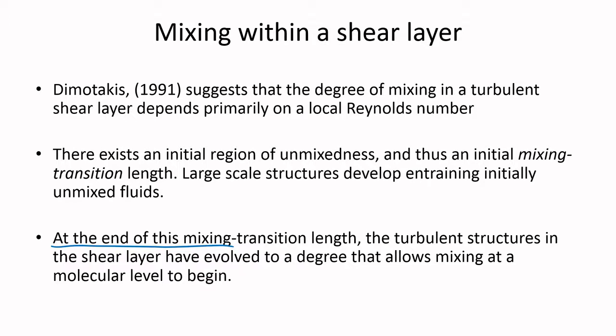So as you said here, at the end of the mixing transition length, the turbulent structures in the shear layer have evolved to a degree that allows mixing at a molecular level to begin. As the shear layer develops, the Reynolds number also increases, and turbulence also develops. As you know, turbulence helps in mixing through a process similar to an energy cascade. First large eddies are formed, and then this creates large strains on the fluid, and as the fluid is strained, the gradients become larger and larger.